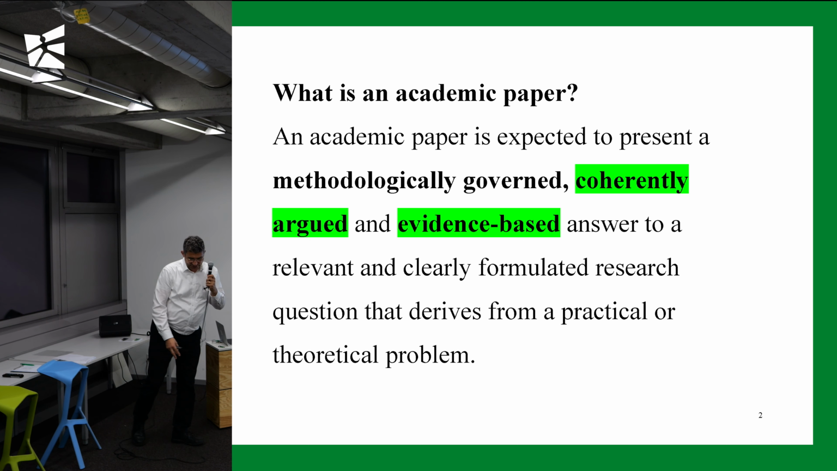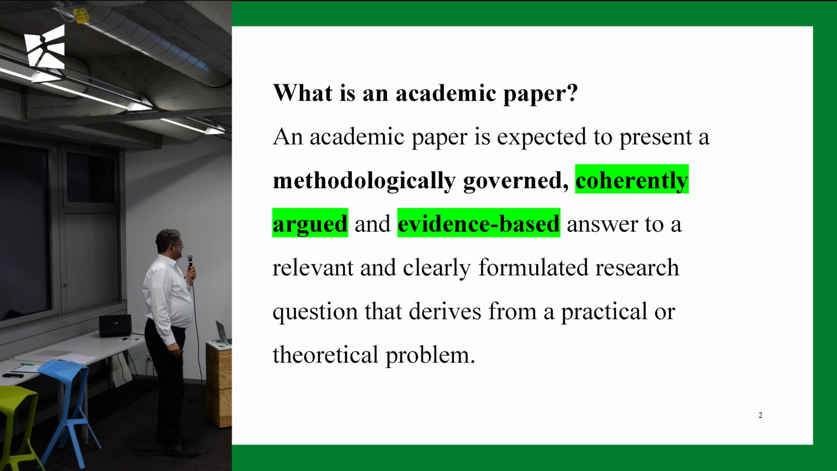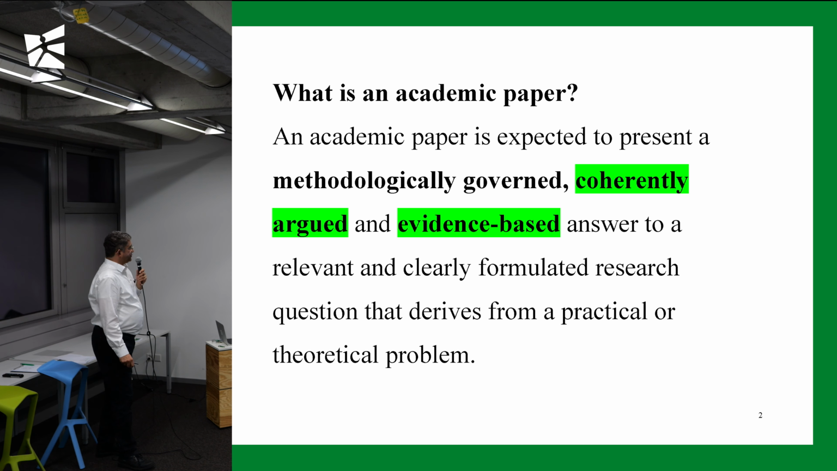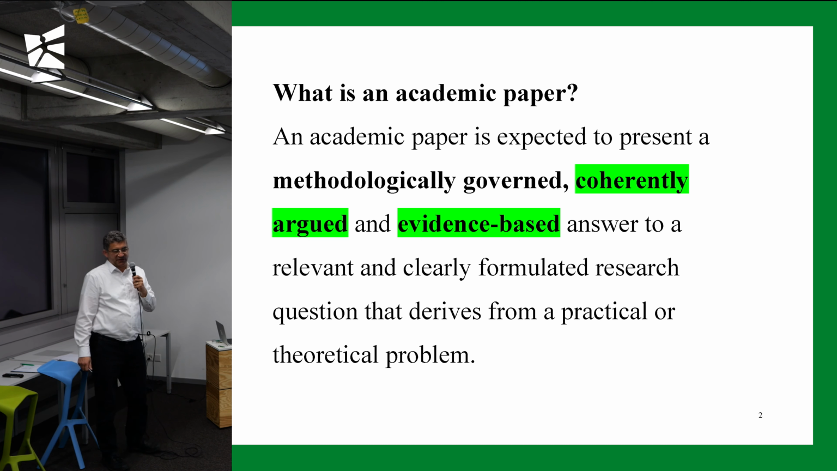This is a working definition that I wrote a few years ago. It basically is, what are we expected to do? An academic paper is expected to present a methodologically governed, coherently argued and evidence-based answer to a relevant and clearly formulated research question that derives from a practical or theoretical problem. I've highlighted the two terms that I'd like to talk about in more detail in the time I have, namely coherently argued and evidence-based, because they are central to academic argumentation.